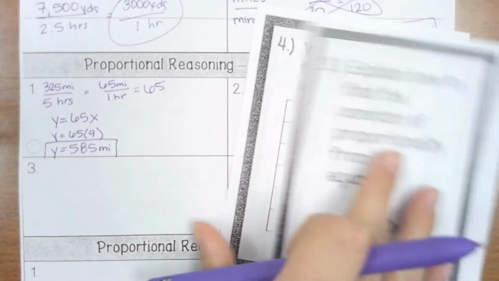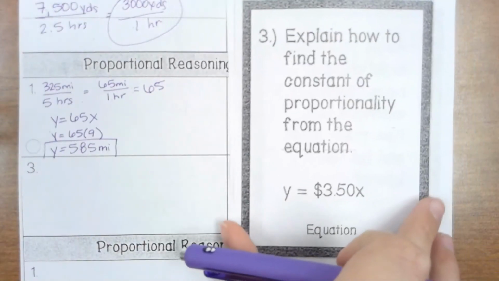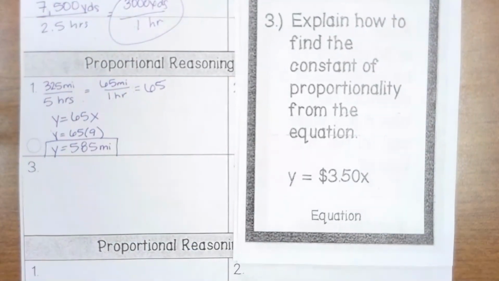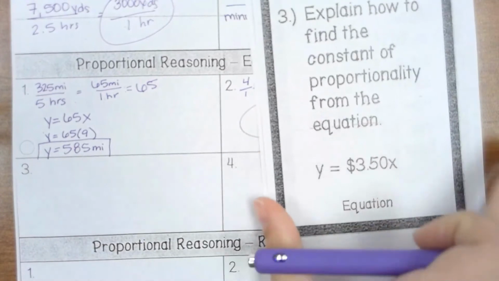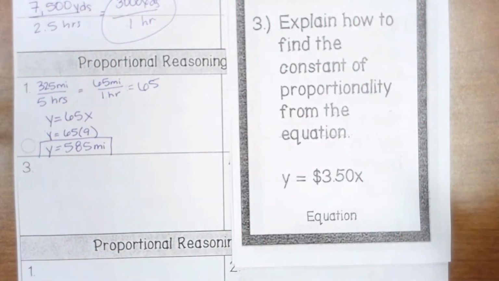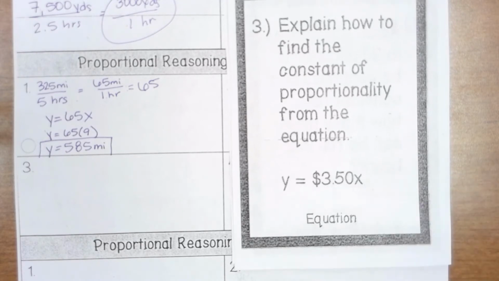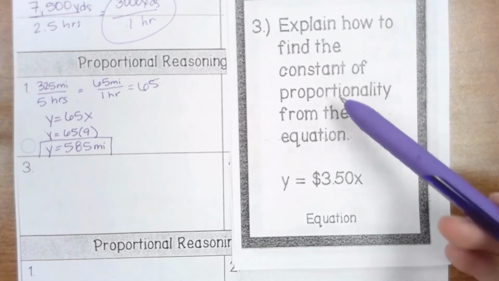All right, number 3. Explain how to find the constant of proportionality from the equation y equals $3.50x. Well, we know from our equation y equals kx that your constant of proportionality is always being multiplied with x. So in this case, our constant of proportionality would be that $3.50.